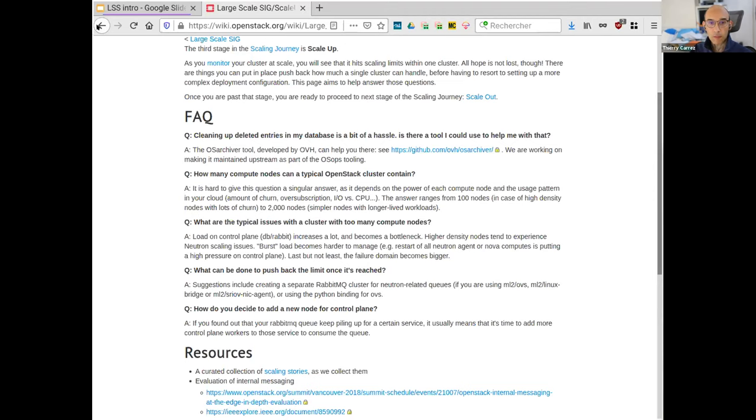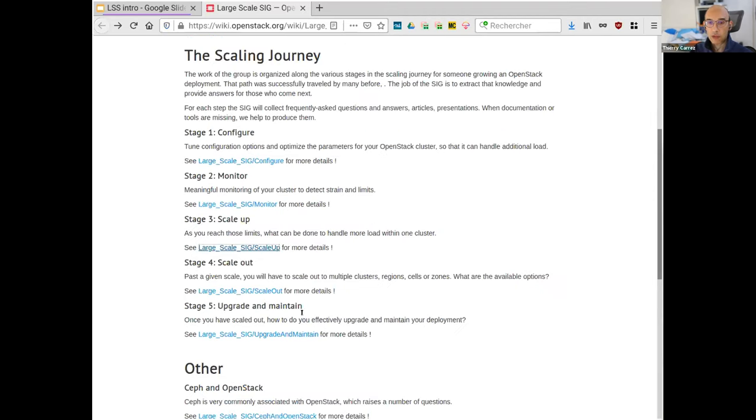So that's the main activity of the SIG, to try to document those questions and extract all the knowledge of all the participants in the OpenStack community. Obviously this session was really great, because I feel like I learned a lot about when you use cells, when you use regions, the problems it solves, and the problems it does not solve. And that's exactly the kind of content and value that we're trying to create at the Large Scale SIG.